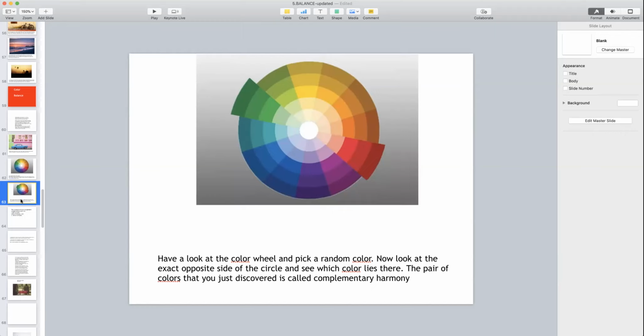So the color wheel, opposite color, is an example of how to use it. For example, if you go have a look at the color wheel and pick a random color, now look at the opposite side of the circle and see which color lies there. The pair of colors that you just discovered is called complementary harmony.